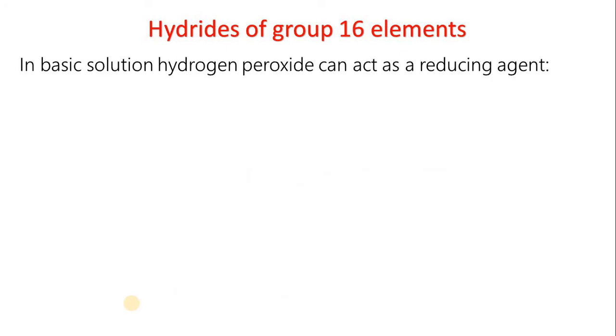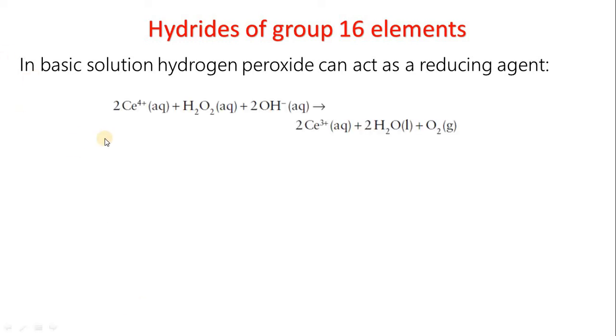And in the basic solution, hydrogen peroxide acts as a reducing agent. So H2O2 is a very useful compound. It acts as an oxidizing agent, but also as a reducing agent in the basic medium. It is an oxidizing agent in the acidic medium, and it is a reducing agent in the basic medium. If you take the cerium plus 4 salt and use hydrogen peroxide in the basic medium, you will get the cerium plus 3 salt. So cerium plus 4 is going to cerium plus 3, so it is reduced, and H2O2 is again oxidized to oxygen.